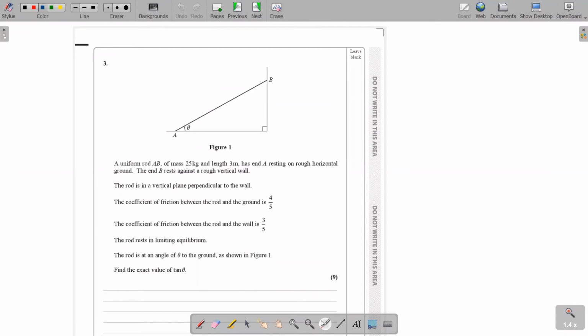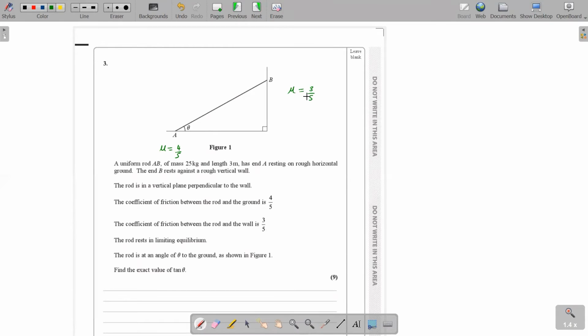Okay, question number 3. They say a uniform rod AB of mass 25 kilogram and length 3 meter has end A resting on a rough horizontal ground. The end B rests against a rough vertical wall. Basically, both ends are rough now. The coefficient of friction between the rod and the ground is 4 over 5, and the mu value between the rod and the wall is 3 over 5.